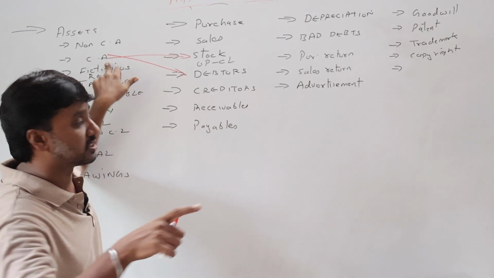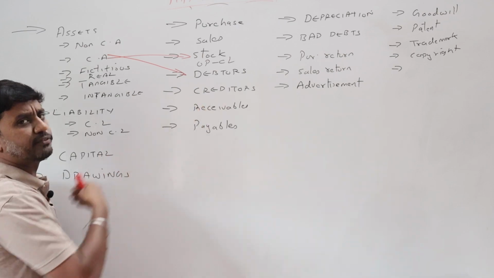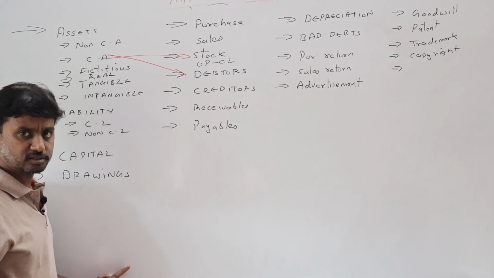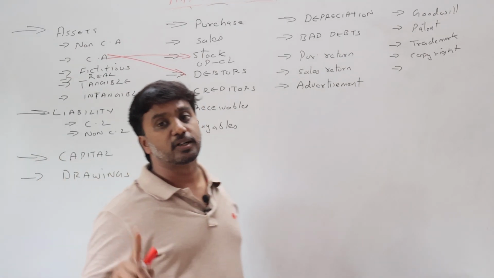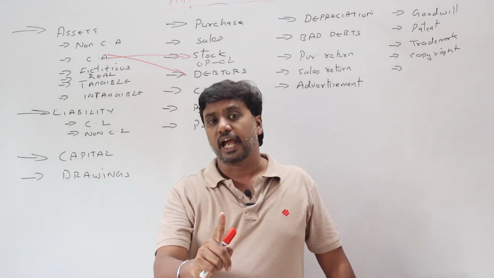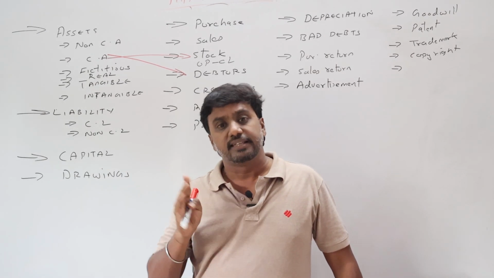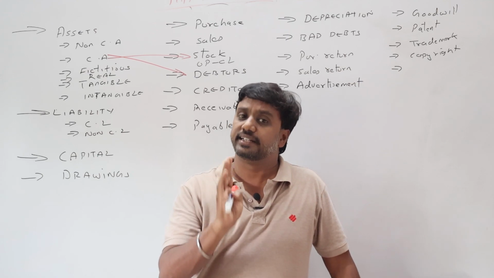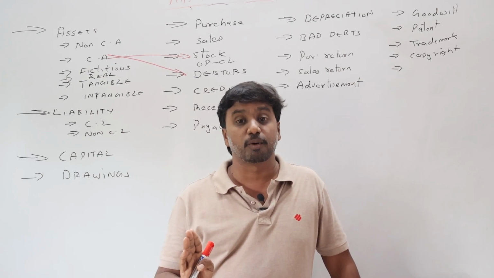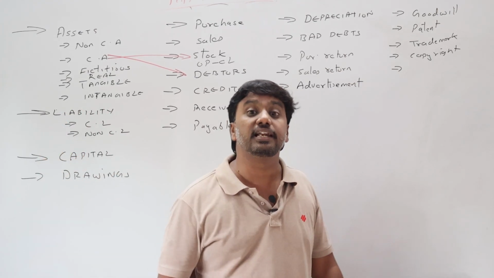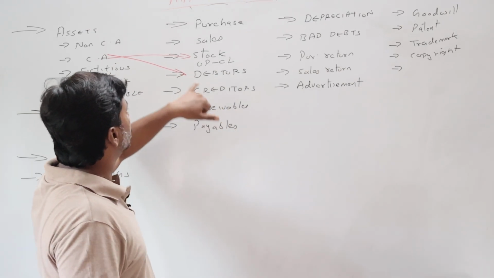So anything can come in 2-3 different categories, but it doesn't make any big difference for us. Right now, who is a debtor? A person to whom you have sold goods on credit and from whom you have to collect the money. That person is considered your debtor. Correct now? And a debtor is the example of what? Current asset. Similarly, stock. Here I have written the word stock.